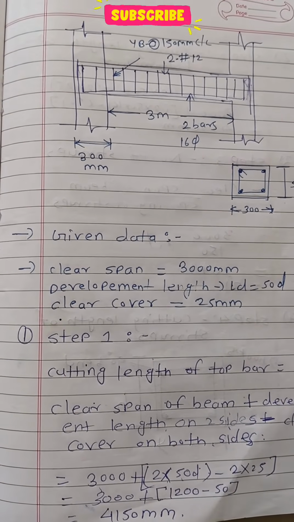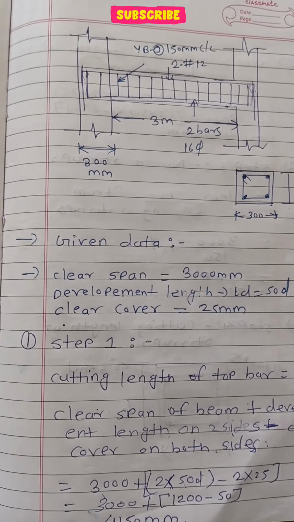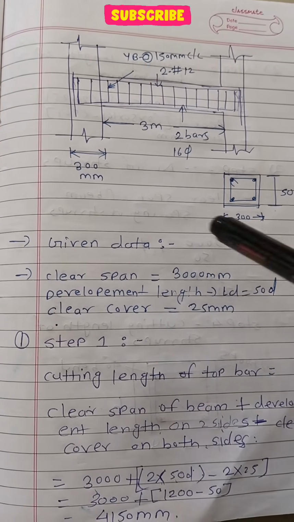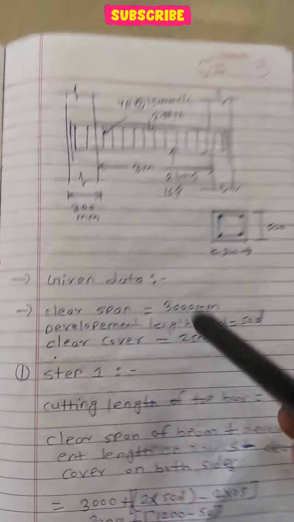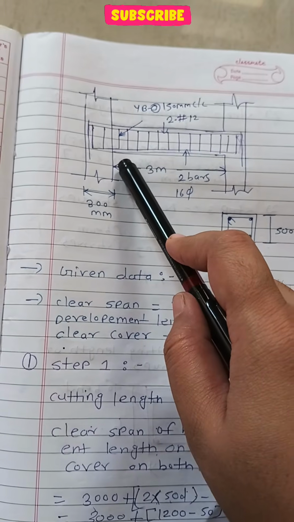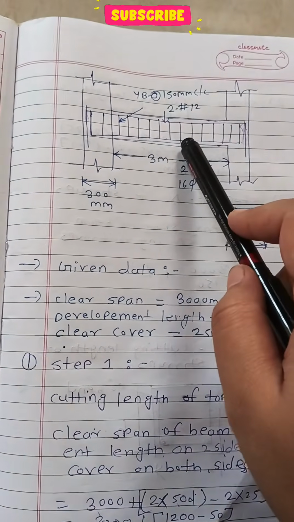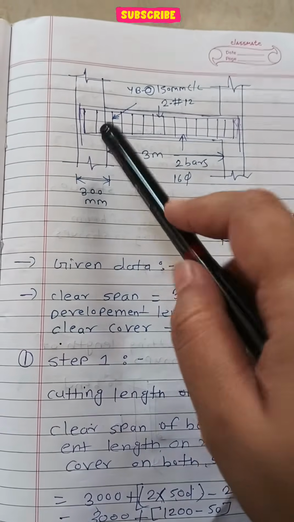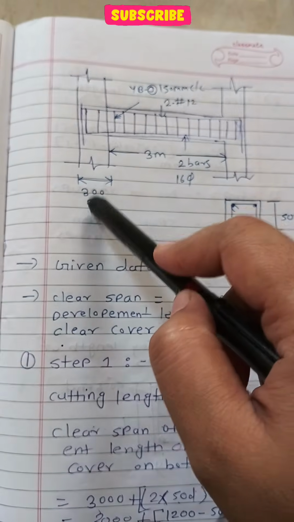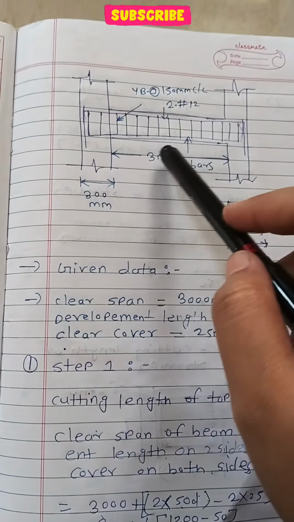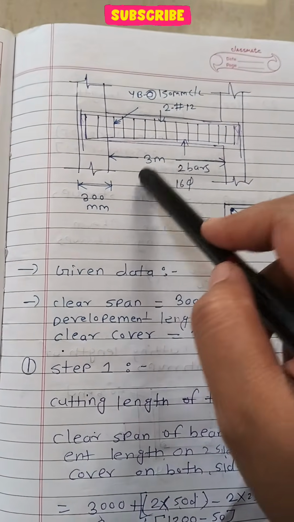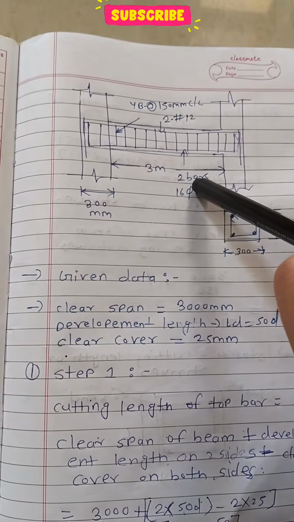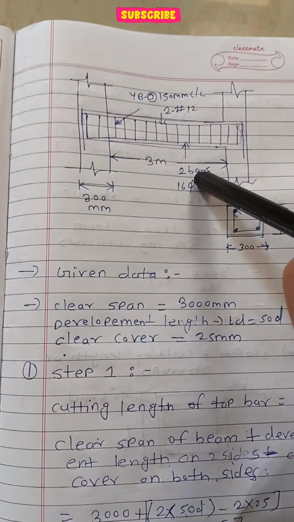So today we are going to discuss something related to the bar bending schedule of a simple beam. So here I have listed some data regarding this. This diagram is basically representing all the things. You can see that the width of support, that is the column width, is 300 mm. Then the length of your beam is 3 meter, and all this data is given to you. We only need to calculate the bar bending schedule.